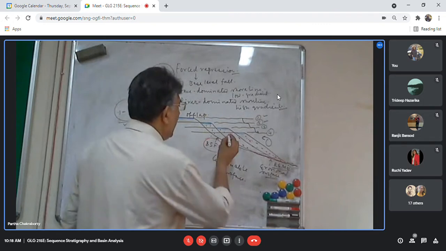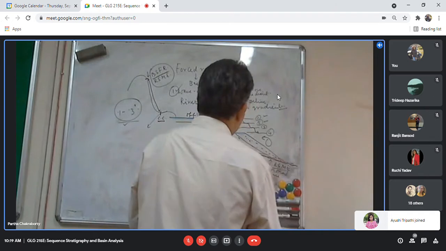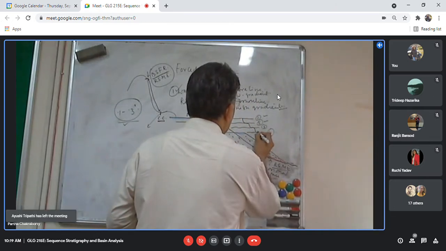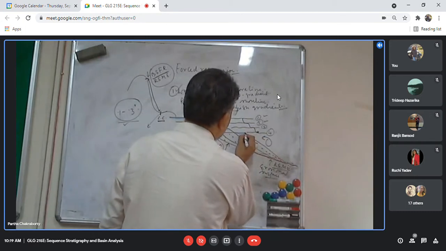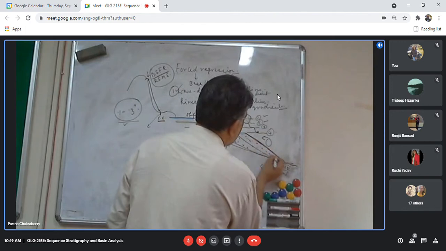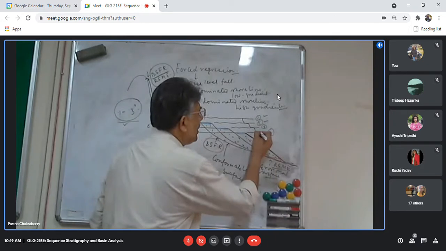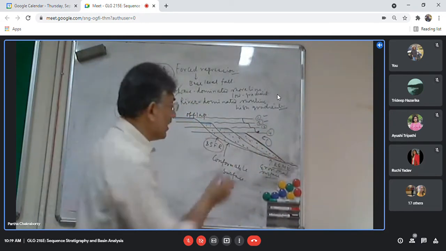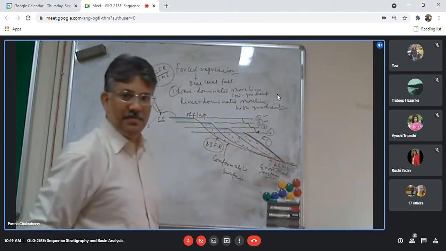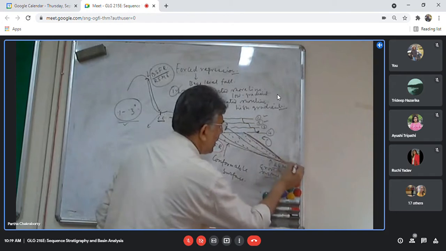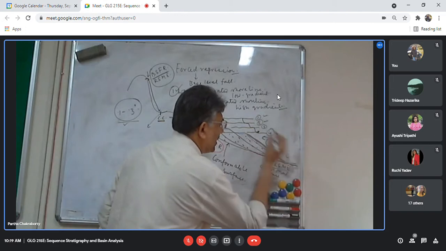That is different. Now, what will happen? Suppose this regression stops here, fine. So this is the last forced regressive surface. After this, the sea level slowly started rising. So what will I call this surface? This is the correlative conformity.